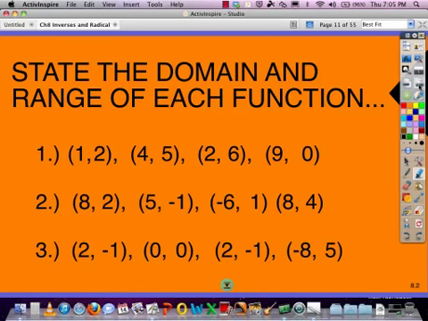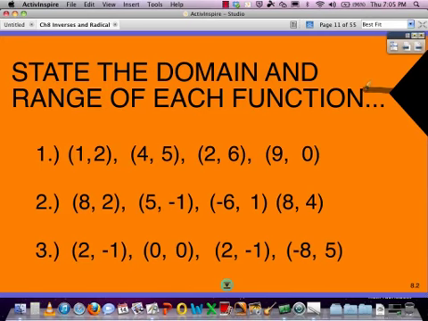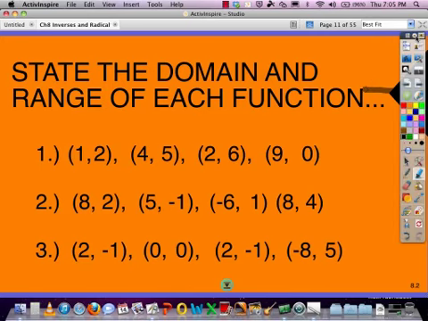Now let's look and see here. I have a little extra arrow.